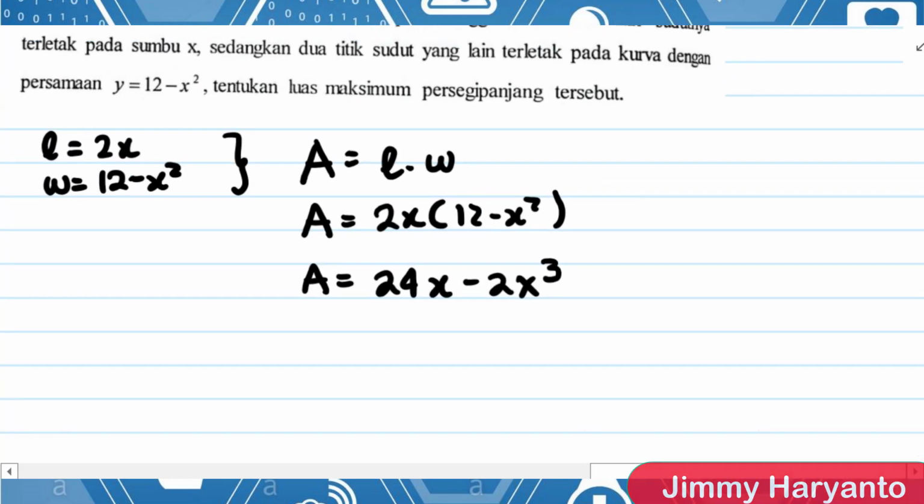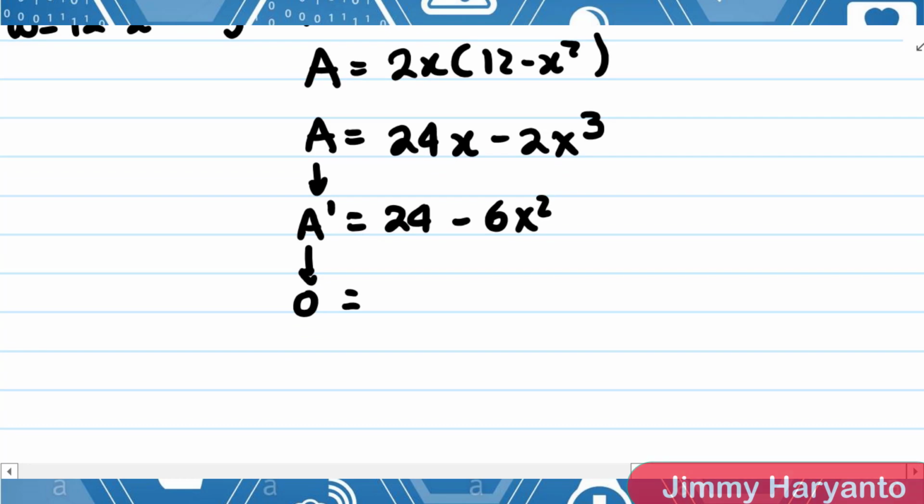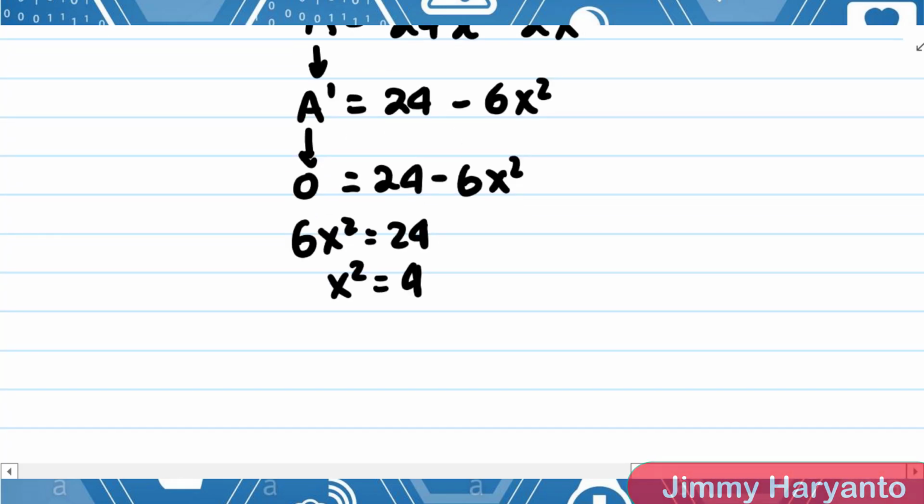And then the question wants you to find the luas maximum, the maximum area. That means you have to differentiate it. You will have 24 minus 6x squared and then make it into 0. As usual, you have to find the stationary point. If you read maximum minimum, 24 minus 6x squared, you will have 6x squared equals 24, x squared equals 4, so x will be plus minus 2.